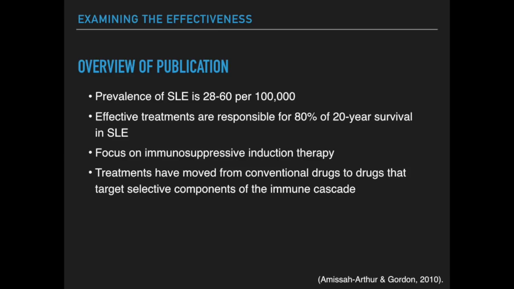The prevalence of SLE is 28 to 60 per 100,000 people. Mortality rates 20 to 30 years ago were 50% within a 5-year period. Effective treatments are responsible for 80% of 20-year survival in SLE. The milder diseases usually comprise mucocutaneous and musculoskeletal manifestations. Severe SLE requires intense immunosuppressive treatments called induction therapy.